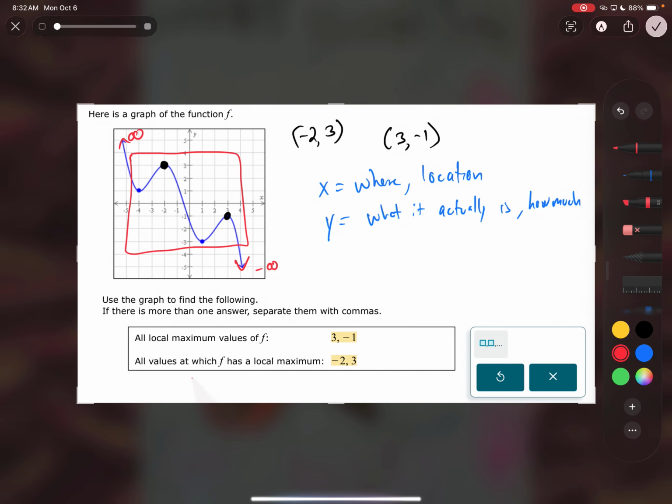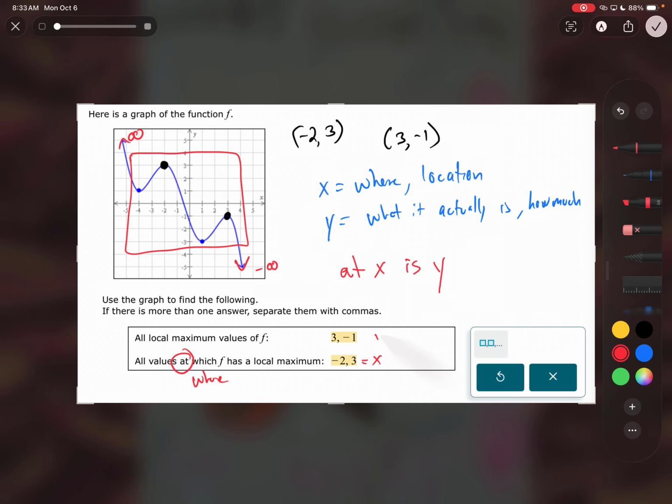All values at which F has a local maximum. This is telling you at. This is telling you where. Okay, so this is always your X values. The way that I learned it is at X and it is Y. It's at X tells me where to find it. So all the values at which F has a local maximum, these are my X values.